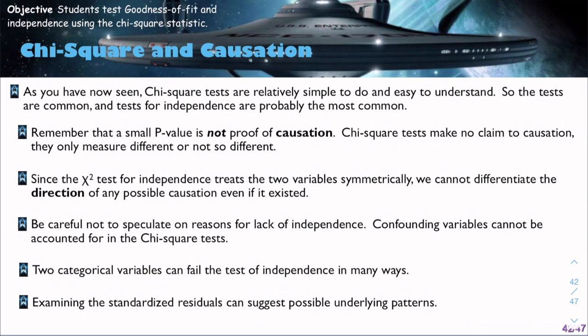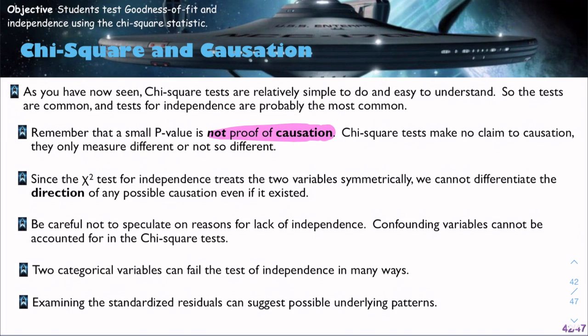So some words of caution before we move on to our last example problem. As you've now seen with a couple examples that we've done, chi-square tests are relatively simple to do and easy to understand. So the tests are common, and the tests for independence are probably the most common tests that we do. Remember that a small p-value is not proof of causation, and that's the danger that a lot of people get into. Chi-square tests make no claim to causation. They only measure different or not so different.